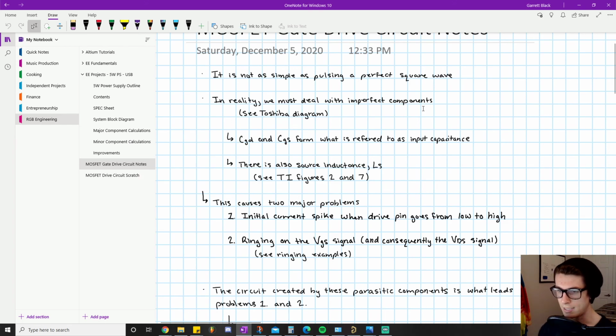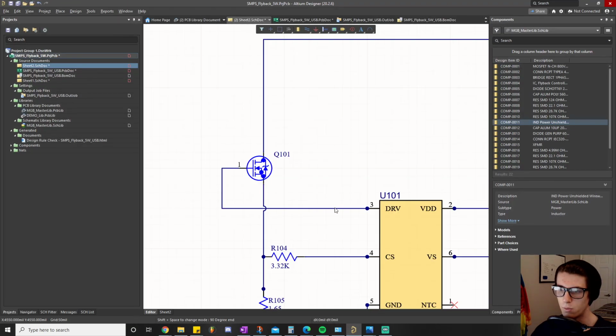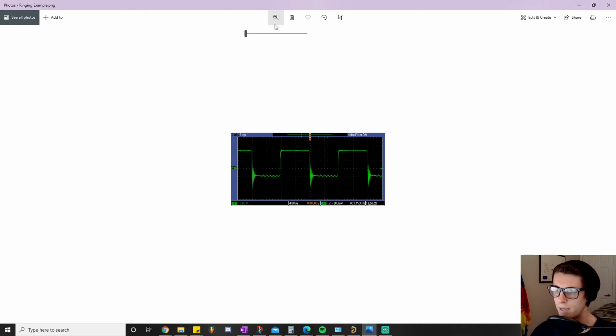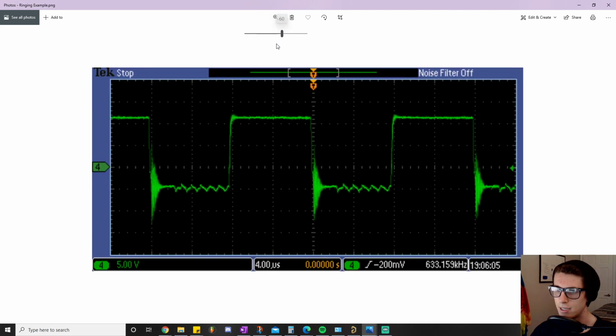Problem two is that we experience ringing on the VGS signal, the same line I just referred to, whenever the pin goes from high to low. Whenever we try to pull that signal low to make the MOSFET stop conducting, we experience ringing. I'll show you some wonderful pictures I pulled off the internet of what I'm talking about right here.